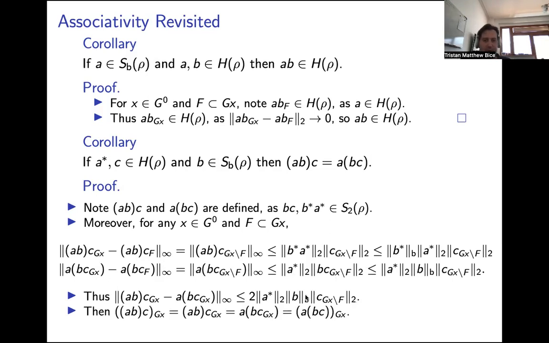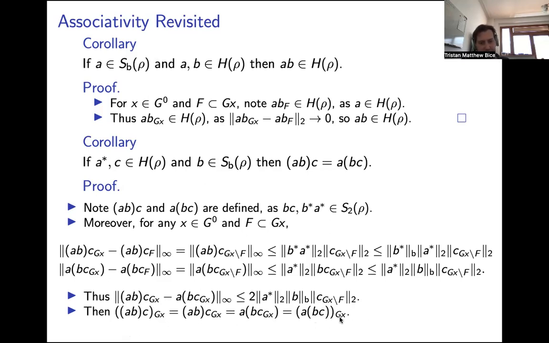Okay, but what do we know? So this has to approach 0. Why? Well, because A star has finite 2 norm, B has finite B norm, and because C star C is defined, this has to approach 0 as F gets larger and larger. Okay, so this infinity norm is bounded by, in the end, 0. So in fact, these 2 things are exactly the same.